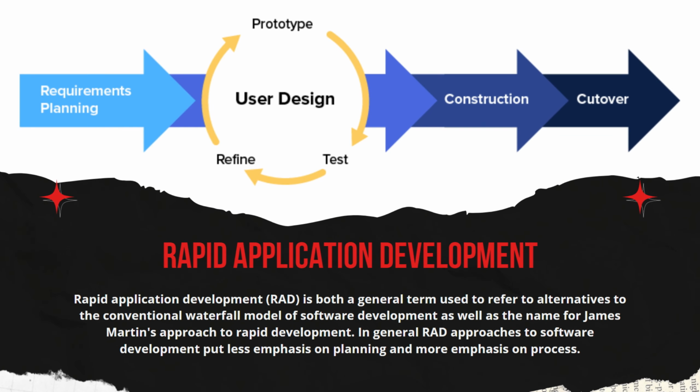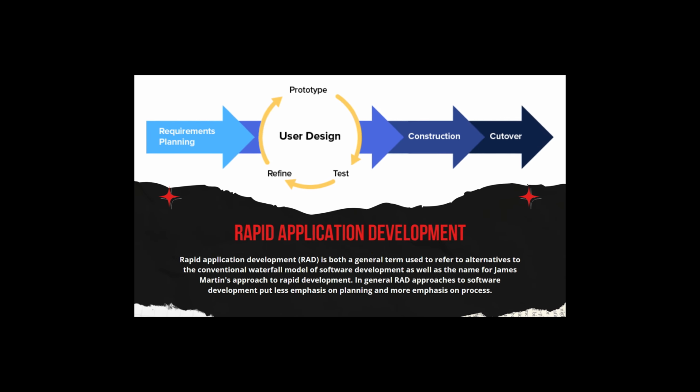Next, this page is Rapid Application Development. Rapid Application Development, or RAD, is both a general term used to refer to alternatives to the conventional waterfall model of software development, as well as the name for James Martin's approach to rapid development. In general, the RAD approach to software development puts less emphasis on planning and more emphasis on process.